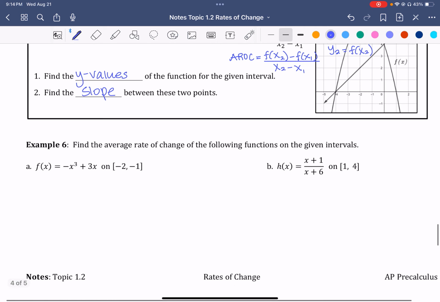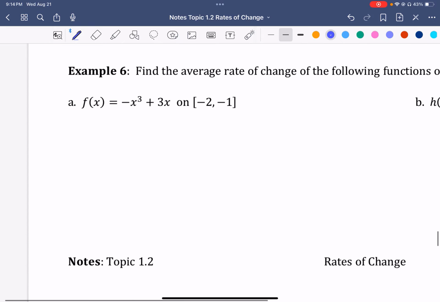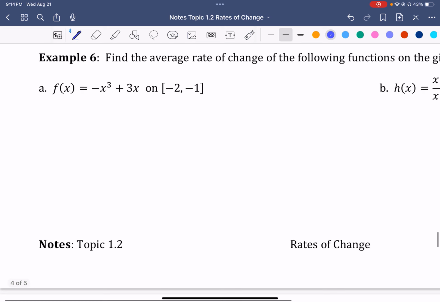Okay, so here we have 2 examples. Find the average rate of change of the following functions on the given intervals. So for letter A, we have f of x equals negative x cubed plus 3x on the interval negative 2 to negative 1. The first thing I want you to do is label these x sub 1, x sub 2. So your intervals are x values. They are not coordinate points. Please don't think that that's a point. That is not x comma y. That is saying from x equals negative 2 to x equals negative 1, what is the average rate of change?